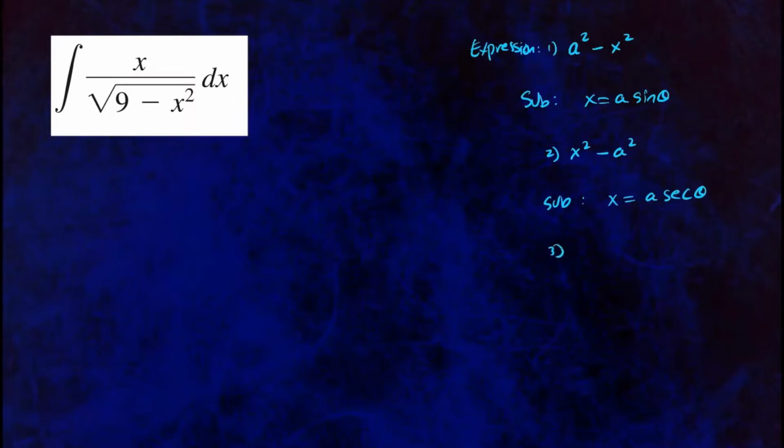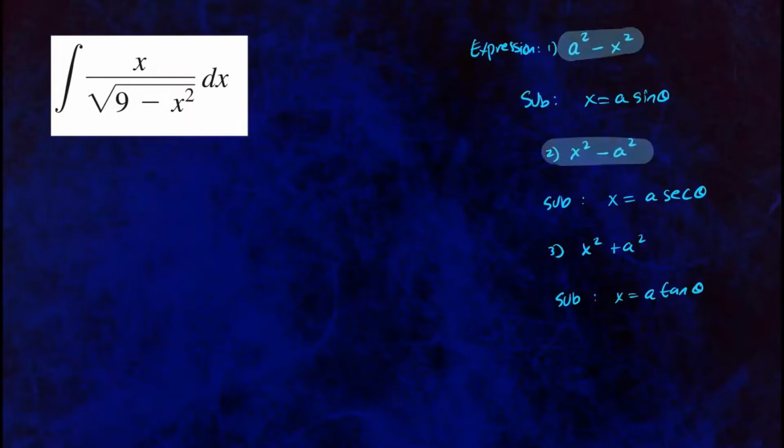Lastly, if you have an expression such as x squared plus a squared or a squared plus x squared, you're going to use the substitution x equals a tangent theta. So these are the three forms we look for in our integrand if we want to use this method, which we call the trigonometric substitution. The idea is to rewrite the entire integrand in terms of the theta variable instead of the x variable, because it's easier to work with.